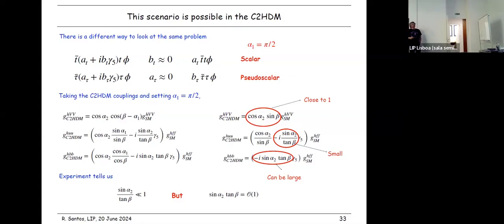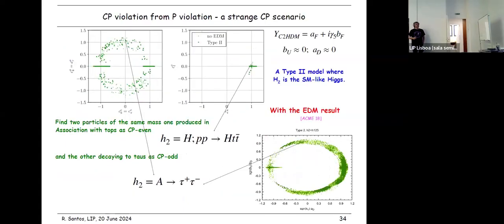And of course, you could ask, is this possible in any model? And of course, it is possible in the complex version of the 2HDM. You just have to play a bit with the angles, and after playing a bit with the angles, you realize that this is indeed possible, and you can have a coupling like this and another one like this. There is a gamma 5 missing there, and of course, then you can look for them.